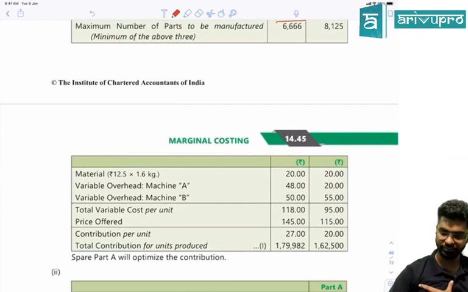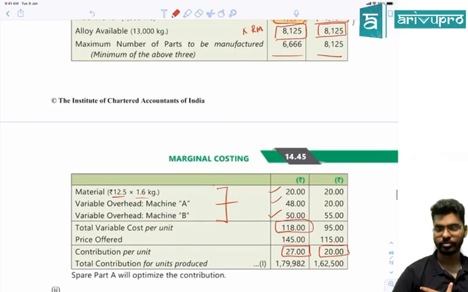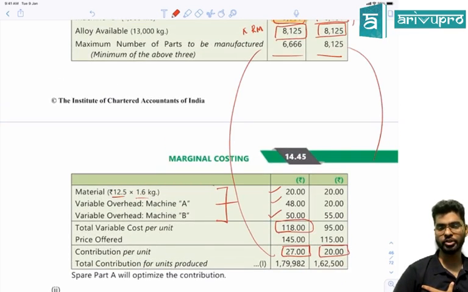Once I do that, what I will do is find my variable cost. What is the variable cost? Material 12.5 into 1.6, machine A 48 rupees, machine B. So I find my contribution, which is 127 here, and it is 20 here. This I multiply with the number of units I'm producing. Are you clear? So I'm finding contribution and multiplying with the number of units.